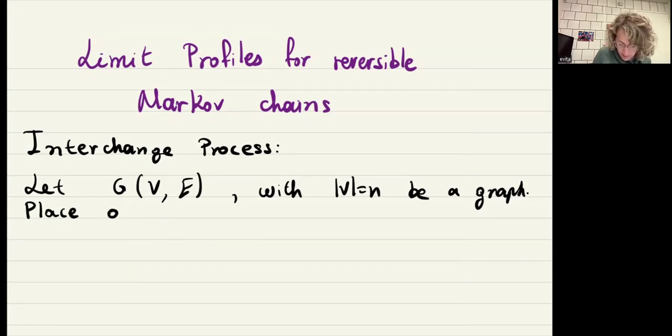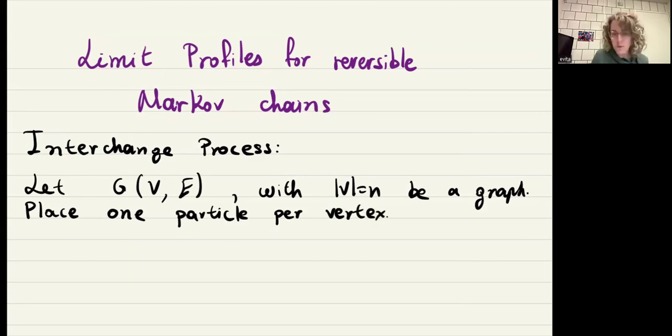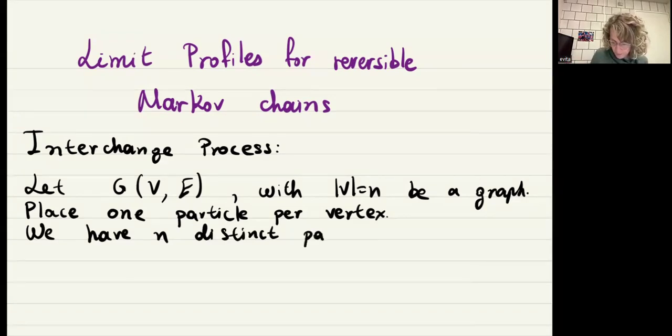One particle per vertex. In the case of the interchange process, we have n distinct particles, 1 through n. Different processes we'll see can be different, but for the interchange process, we have n distinct particles.